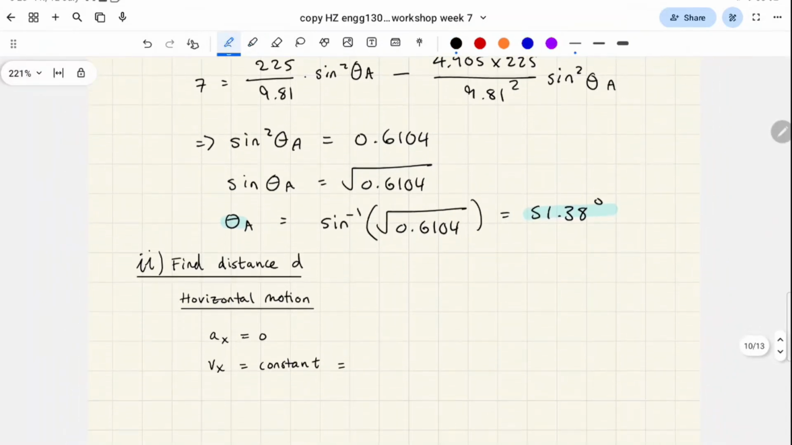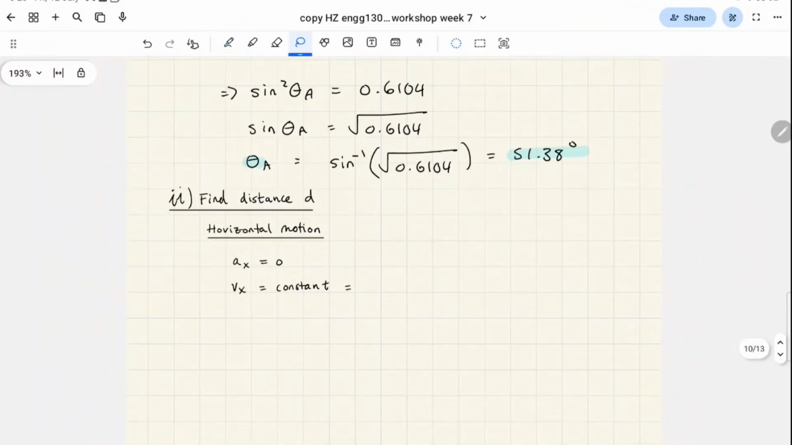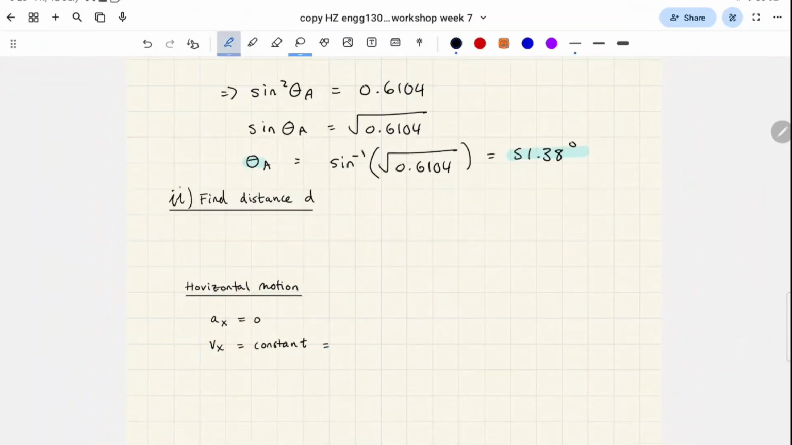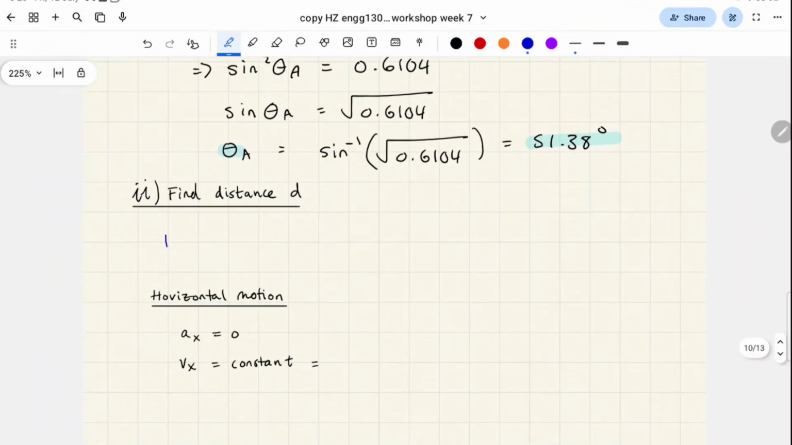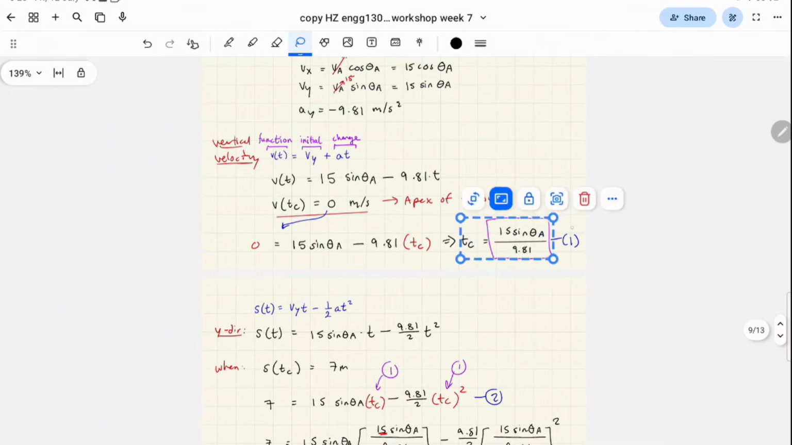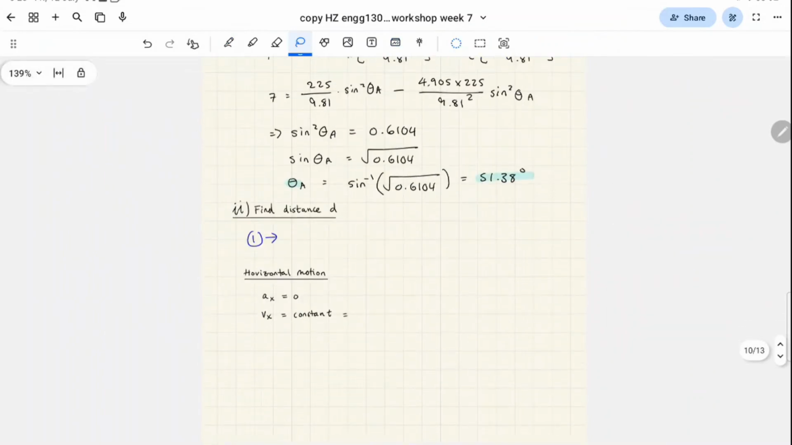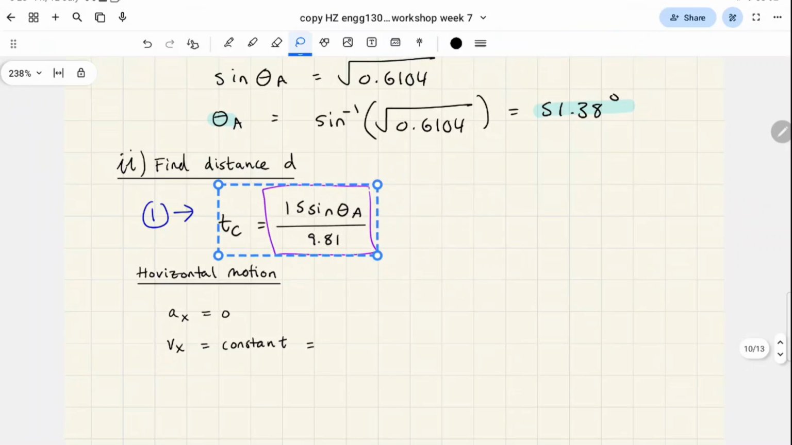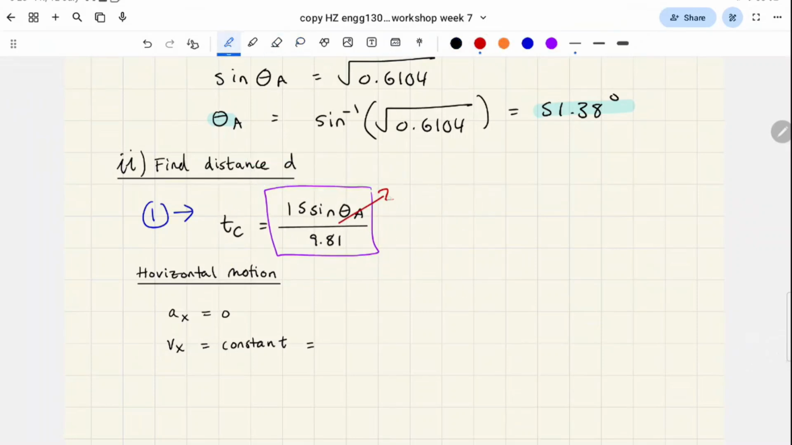Okay, now we can find the horizontal distance d. Horizontal distance d, we can plug back in that equation, which we've called 1. Like that. Plug this in, 51.38 degrees, gives us 1.195 seconds. So that's the time it takes from when he starts to throw to when it reaches the apex, which is also the top of the house.